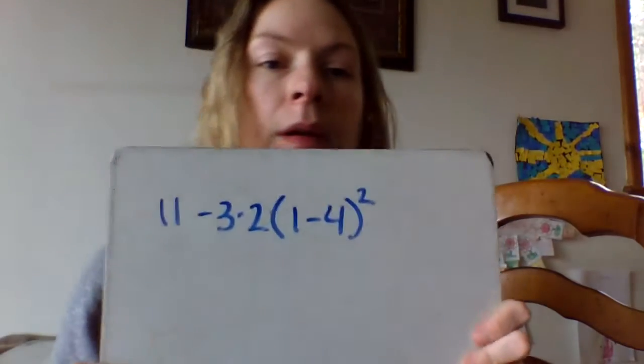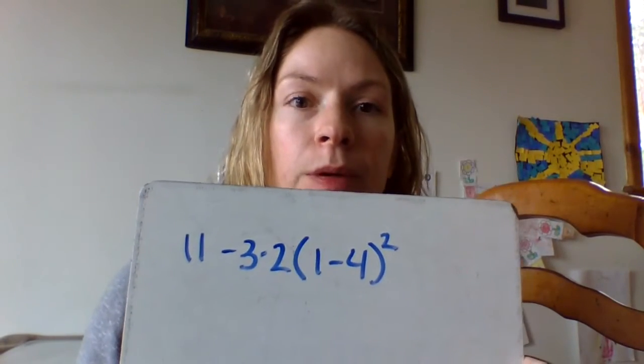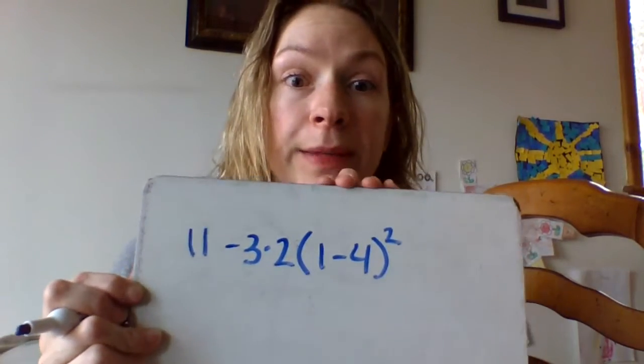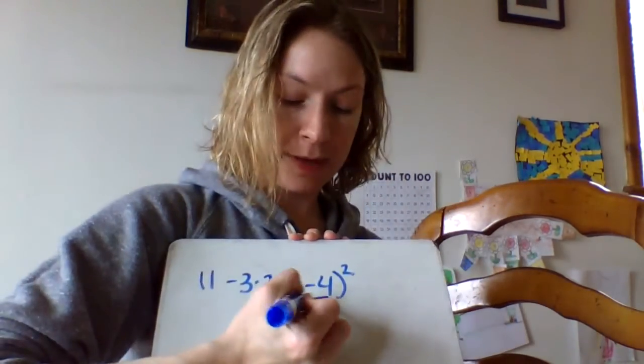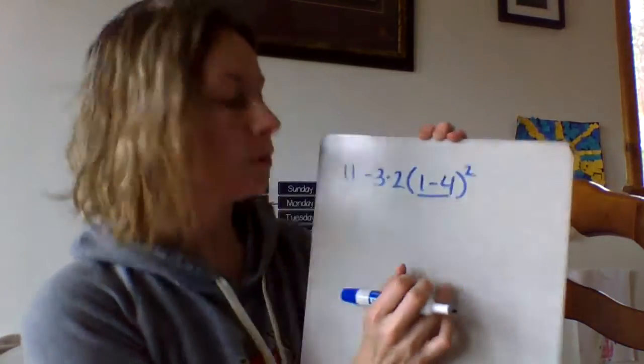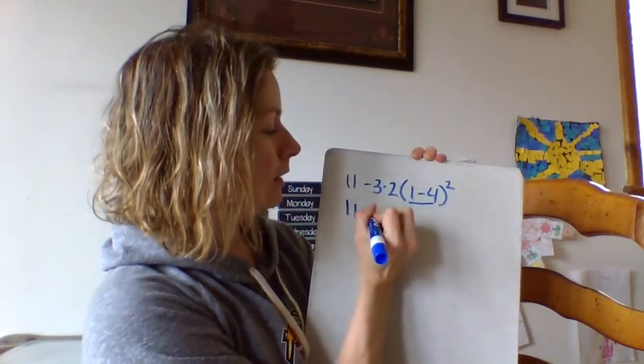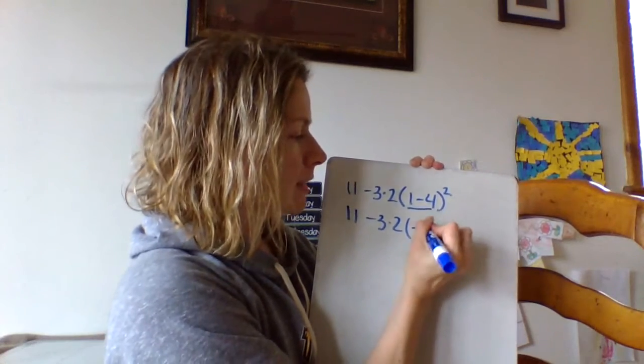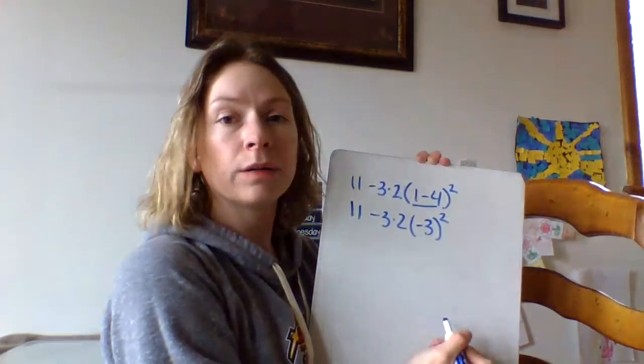This is fun. All right, so what do I do first? Well, we're going to start with parentheses, right? We want to take care of our parentheses. And so let's do that and rewrite. So I've got 11 minus 3 times 2, 1 minus 4 is a negative 3 squared.